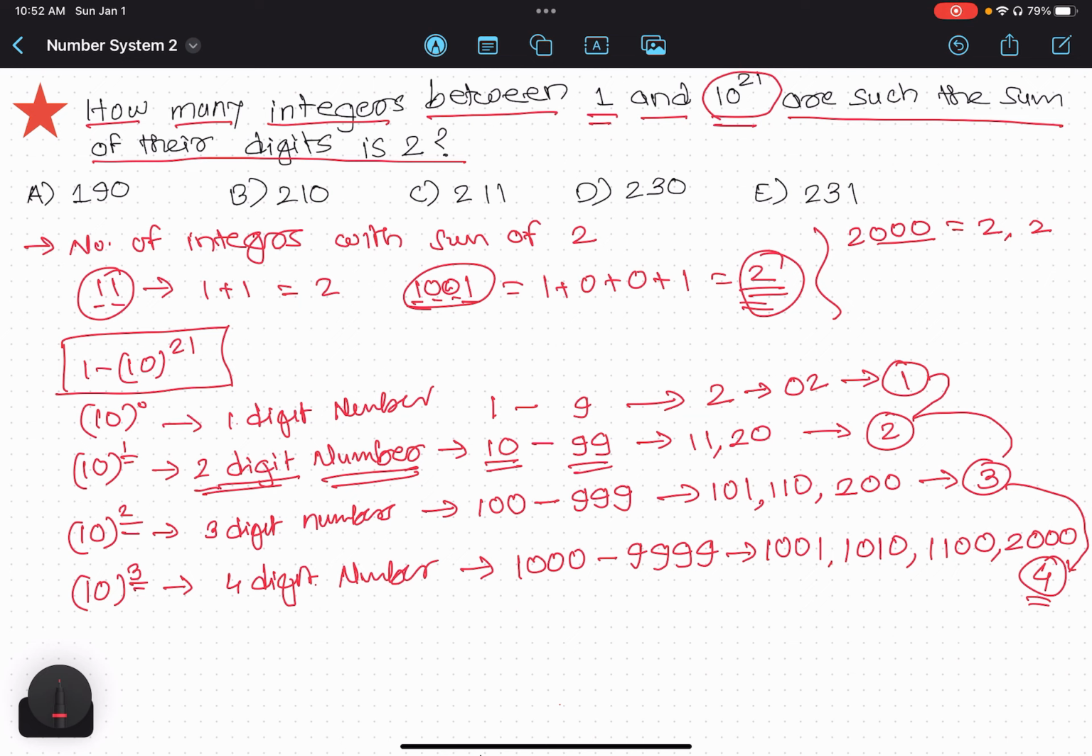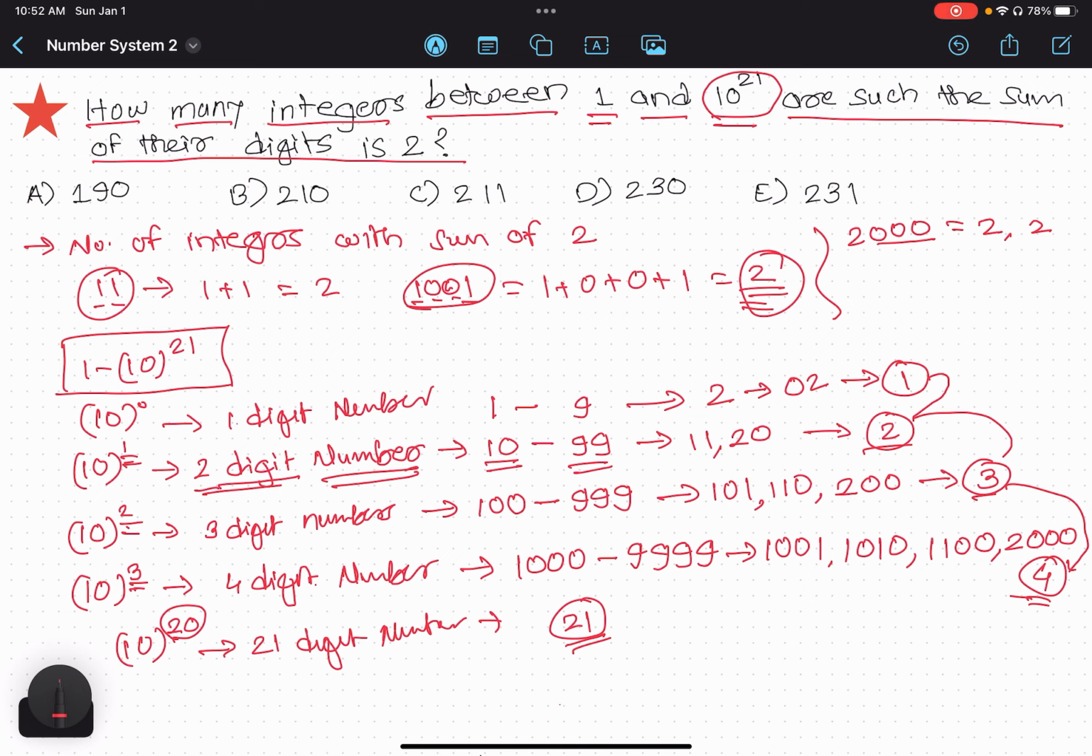So what will happen if we perform 10 raised to 20? That will become a 21 digit number. I'm not going to write all of this here, but the occurrence will be 21, which I can understand because for power 2 the occurrence was 3, and for power 1 the occurrence was 2. So for this case, when the power is 20, the occurrence of integers with digit sum 2 will be 21 times.